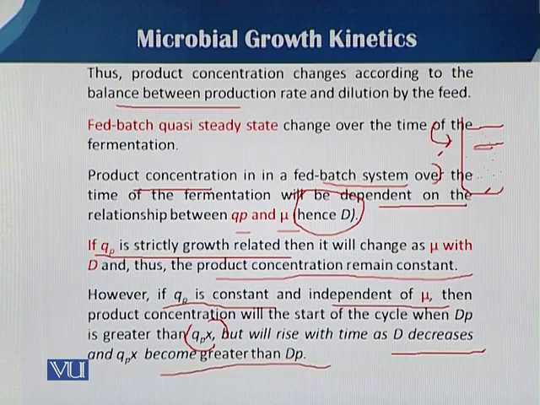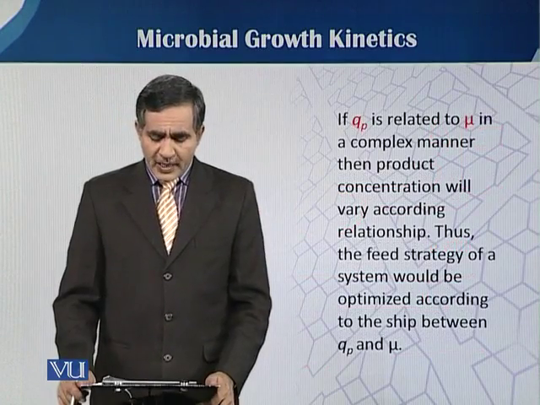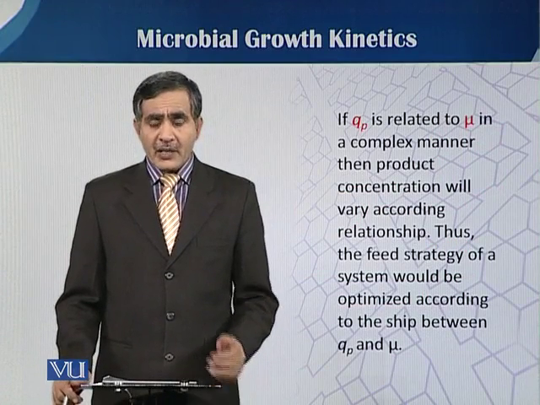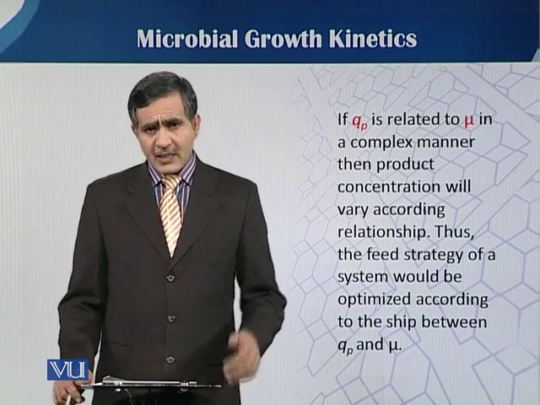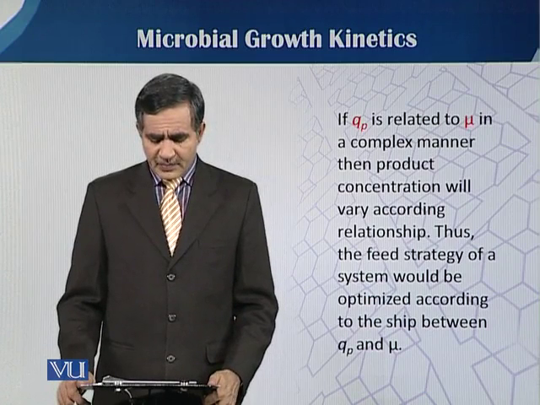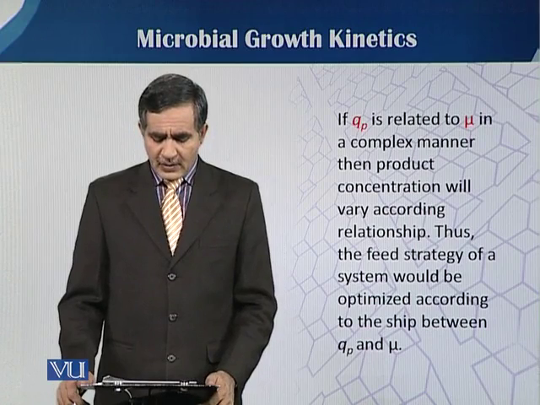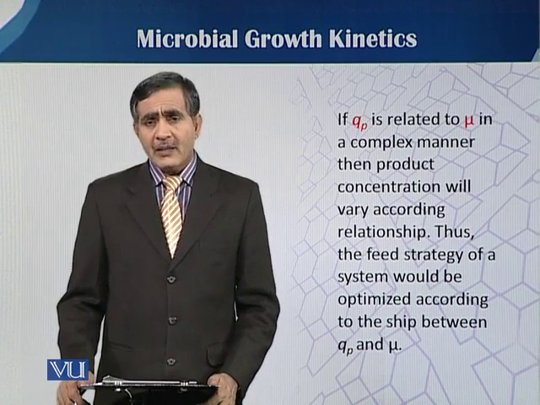We can easily say that if our product is directly associated with the biomass, then when the dilution is equal to mu, X remains constant and P will also remain constant. If D increases, then the biomass concentration decreases and the product concentration also decreases. But if D decreases, meaning the dilution rate decreases, then what happens? X will increase and P will also increase. If qP is related to mu in a complex manner, then the product concentration will vary according to the relationship, as I already told you. Thus, the feed strategy of the system would be optimized according to the relationship between qP and mu.